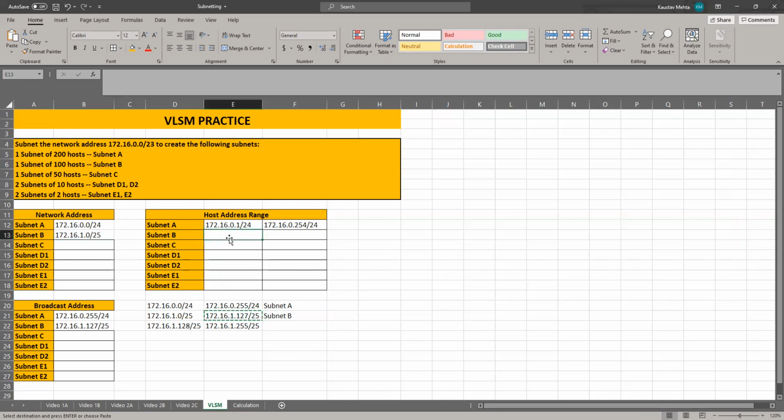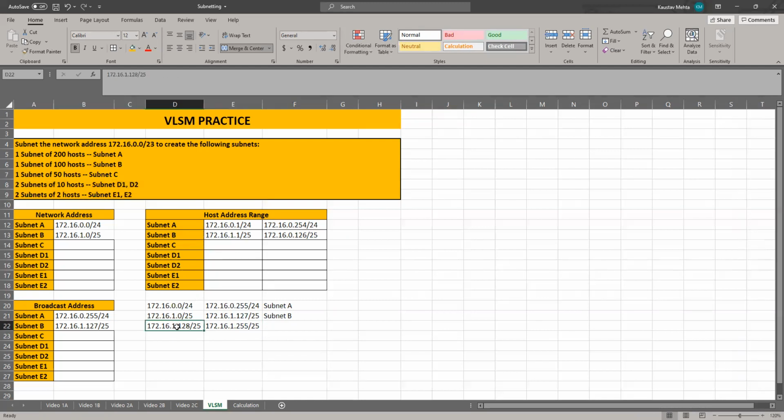And our range would now be 192.16.1, because we are in a different subnet, and then it will start off at 1 again, because we're using the first address, and the host range would become 172.16.126, because 127 is reserved for the broadcast address. So this will be a /25. So we have our subnet B done and subnet A done. Now we're left with this range to further subnet down into one subnet C and two for D1, D2, and E1, E2.